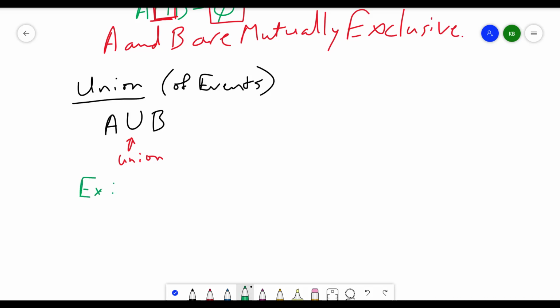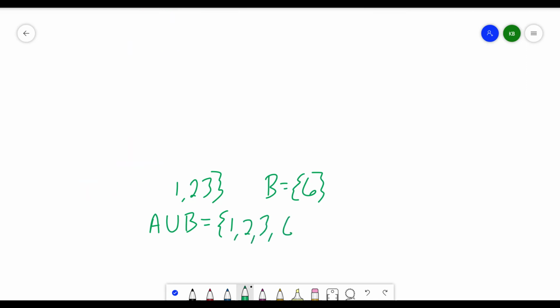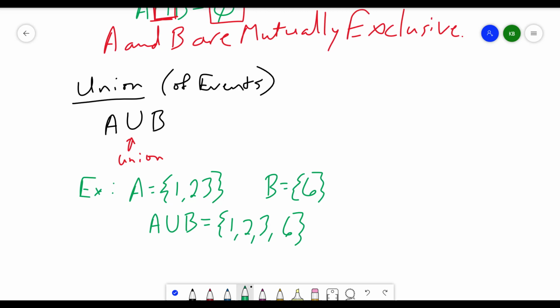So say I have A equals my 1, 2, 3 event, and B equals my event of rolling a 6. Then A union B is going to be everything that's in A or in B. And so I put everything that's in A and everything that's in B. So if it falls into one of them, it falls into their union. You put them all together. Bring things together, unite them, all right?